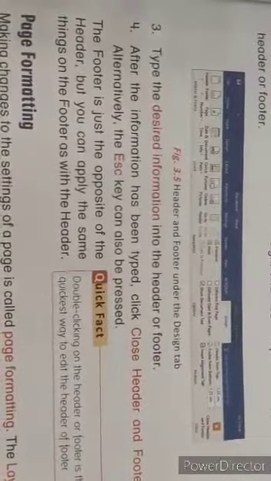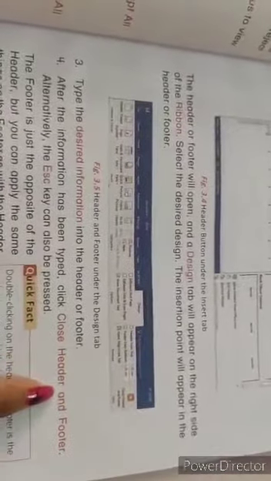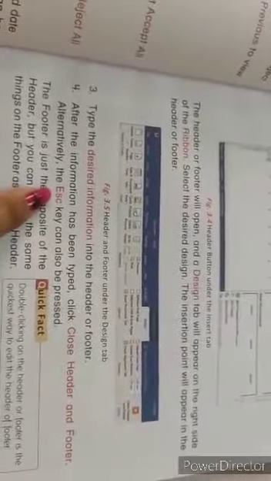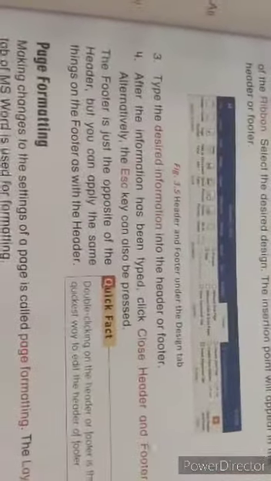Alternatively, the Escape key can also be pressed. The Escape key, I hope you have seen on the keyboard, the corner button on the keyboard, the Escape key is there. If you forgot to click on close, then the alternate option is that the Escape key can also be pressed and you will be out of that particular window.